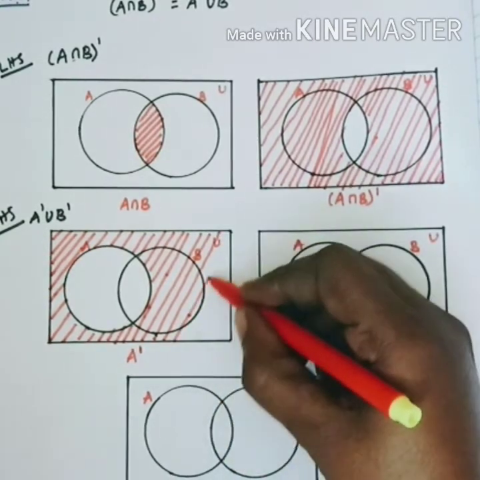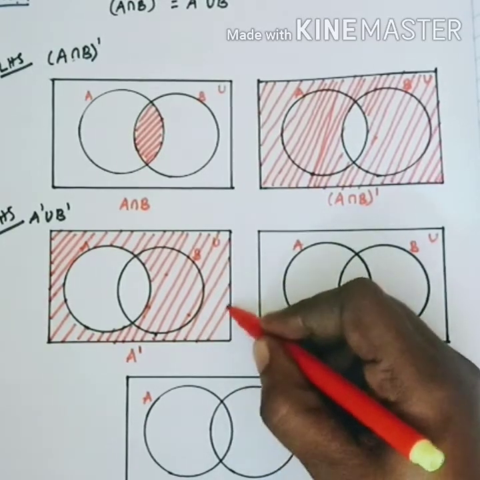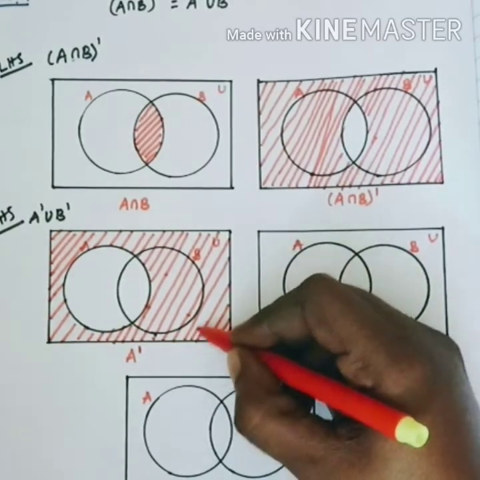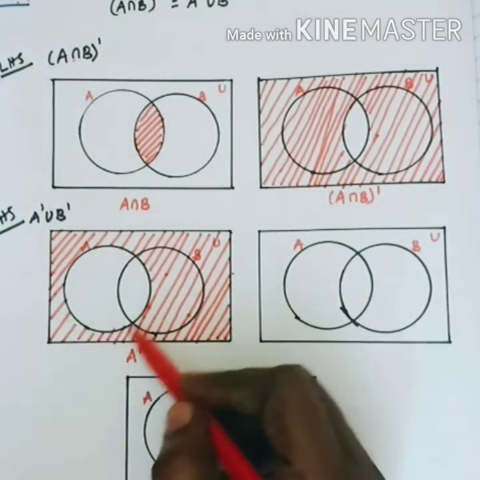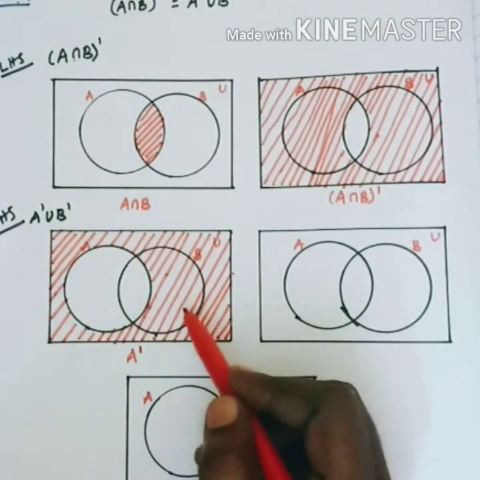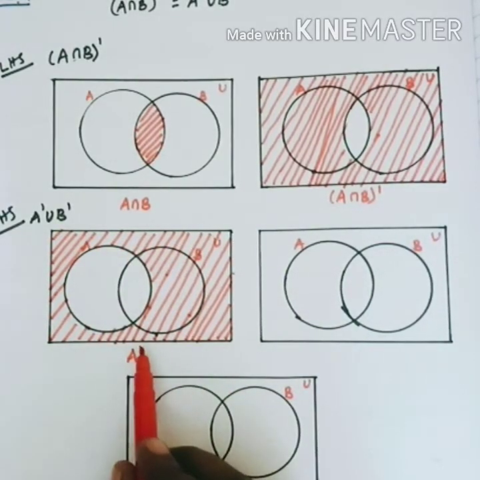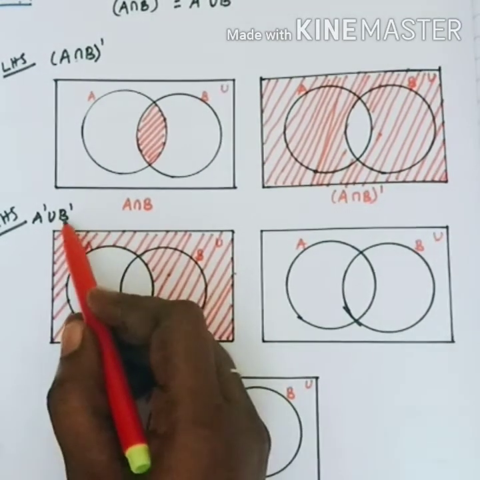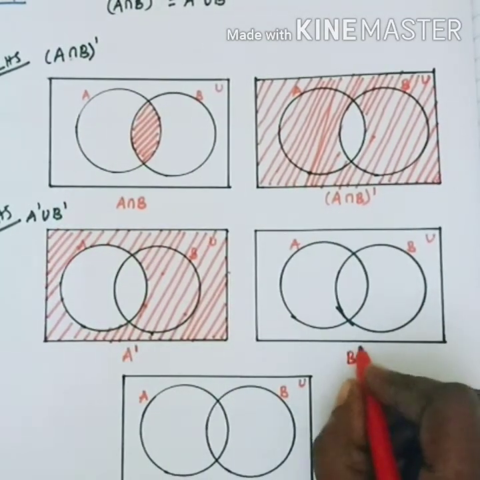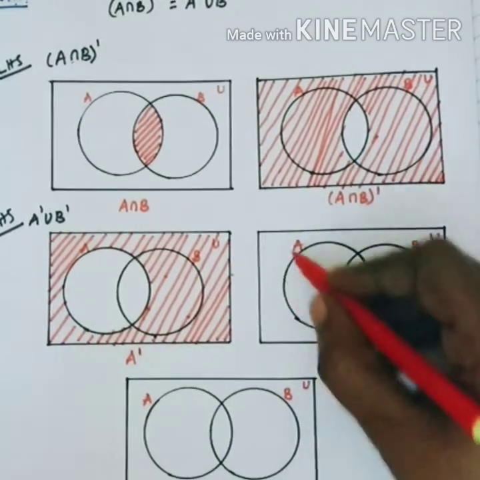When you write in your notebook, use a scale. This is your A dash. So don't shade the set A, and shade the remaining portions of the universal set. Now we have to identify what? B dash. B dash means don't shade the set B and shade the remaining portions in the universal set.